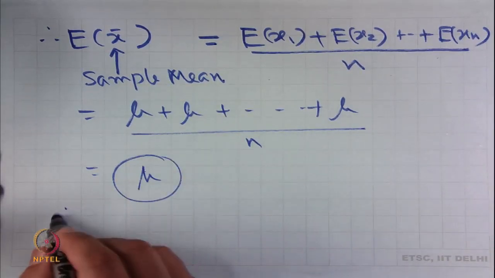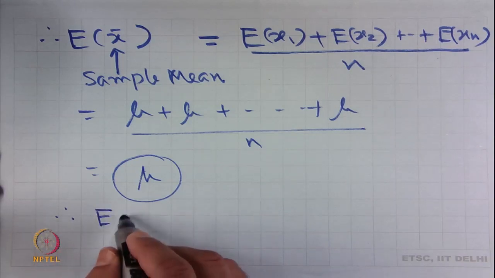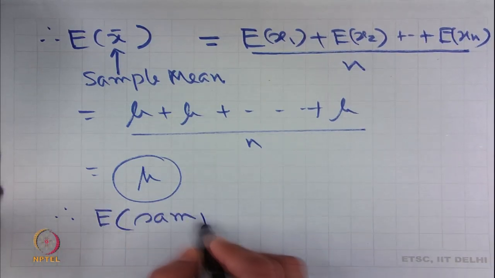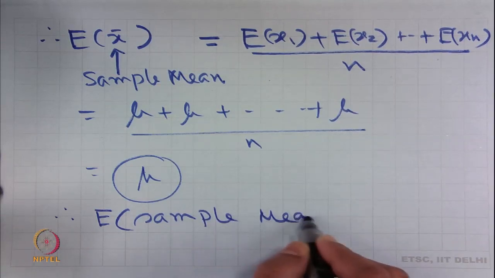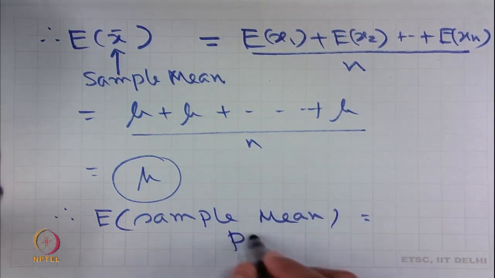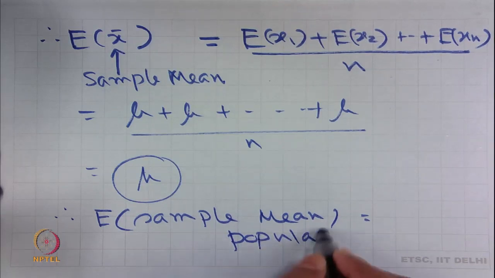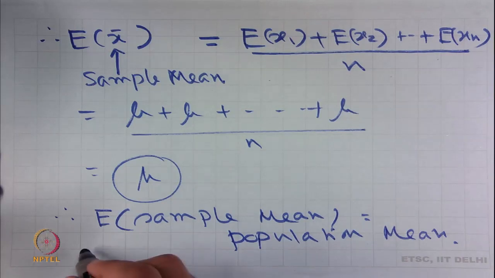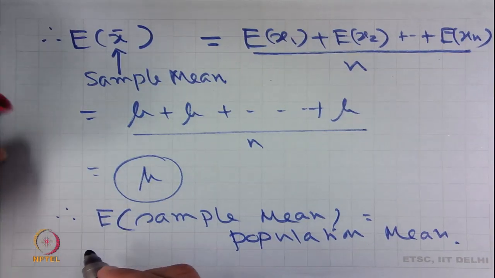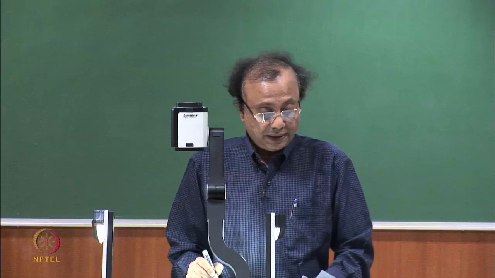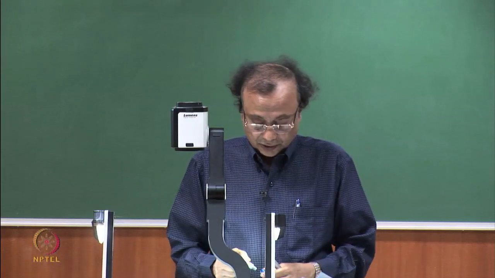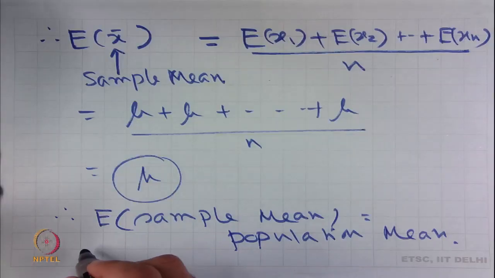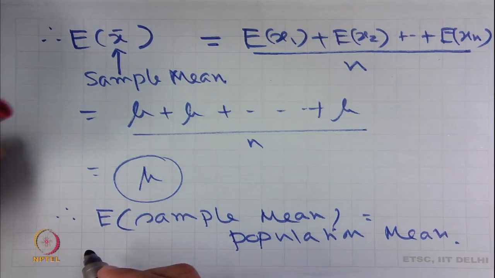Therefore, expected value of sample mean is equal to population mean. Thus, we can see that sample mean can be used to estimate the population mean.